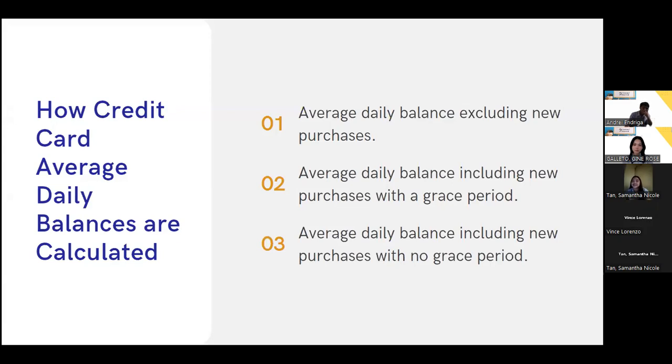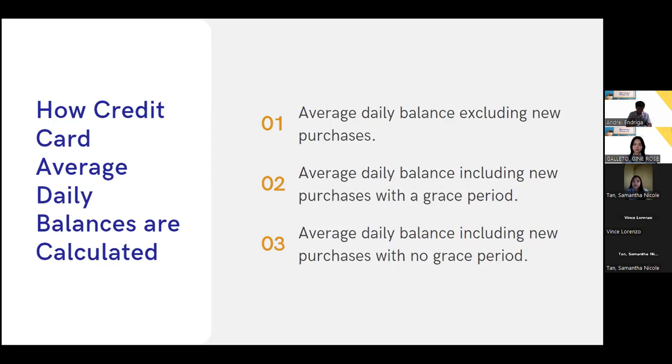So, there are three methods that are commonly used to calculate the average daily balance on a credit card billing statement. So the first one is the average daily balance excluding new purchases. The cardholder pays interest only on any balance left over from the previous month. Dito ay hindi nakasama yung mga new purchases and yung mga deducting payments and credits. So it is the sum of the outstanding balances for every day in the billing cycle divided by the number of days in the billing cycle.